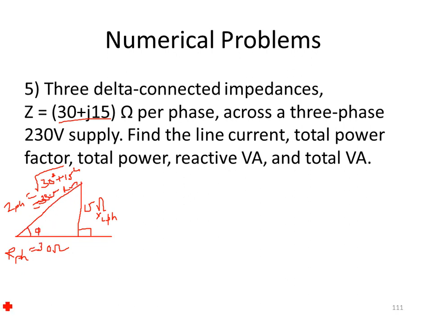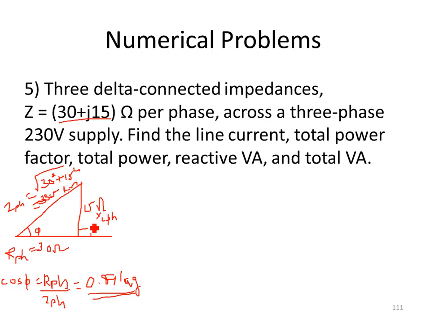Now, how to find cos phi? Cos phi is R phase by Z phase. What is R phase? It is 30. 30 divided by 33.54 comes to 0.89. Now, since it is an RL circuit, having R plus jXL form, the power factor is lagging. Power factor is 0.89 lagging.